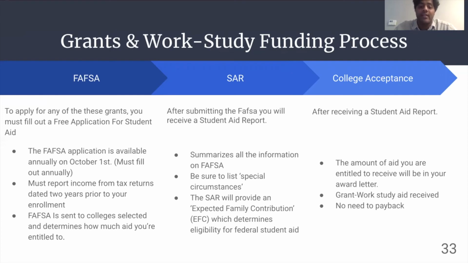You will see the expected family contribution, which determines the eligibility that you have for federal student aid. After you're done with that, you'll receive your college acceptance, and in that award letter, you'll see the amount of aid that you're entitled to, the grant and work-study aid that you received, and it's just important to know you don't need to pay them back. So these are the ones you go for first.